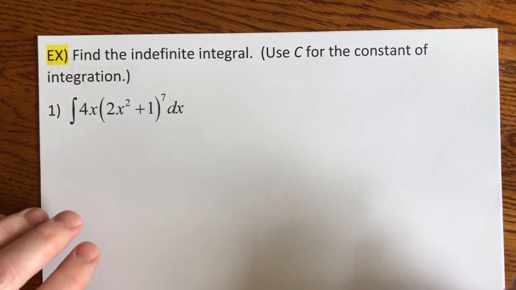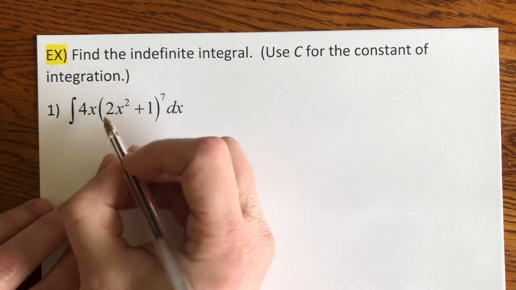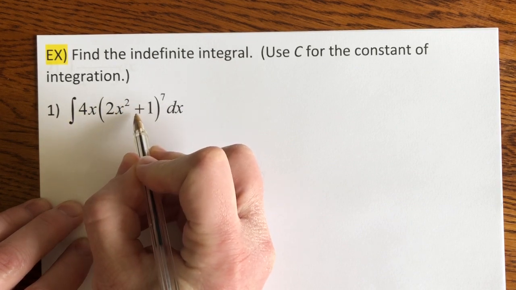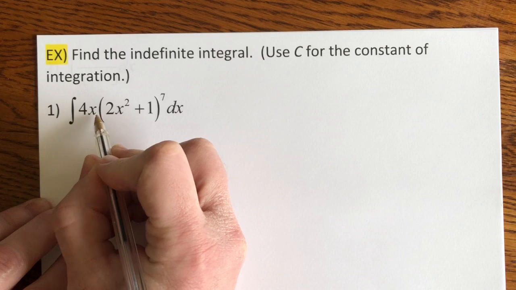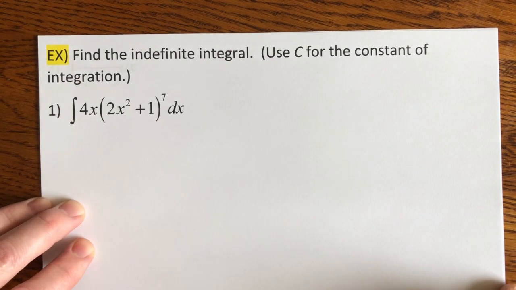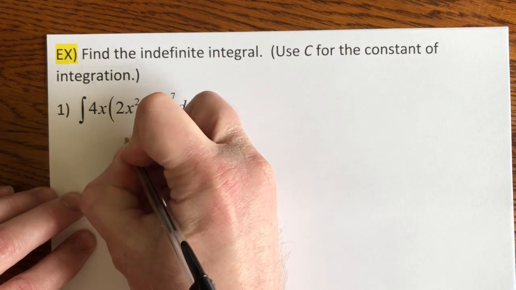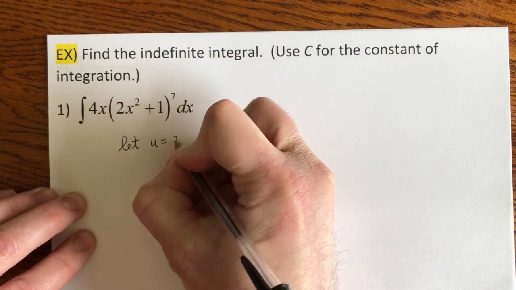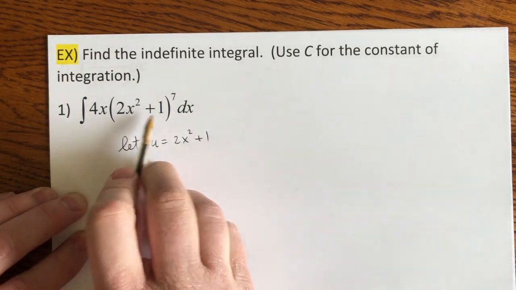So here's the deal. Normally, what we're going to be doing is finding the expression, if one exists, that's 1 degree greater than some other expression. And let's see why we want to determine that. So let's go ahead and let u be equal to the expression that's 1 degree greater than some other expression.